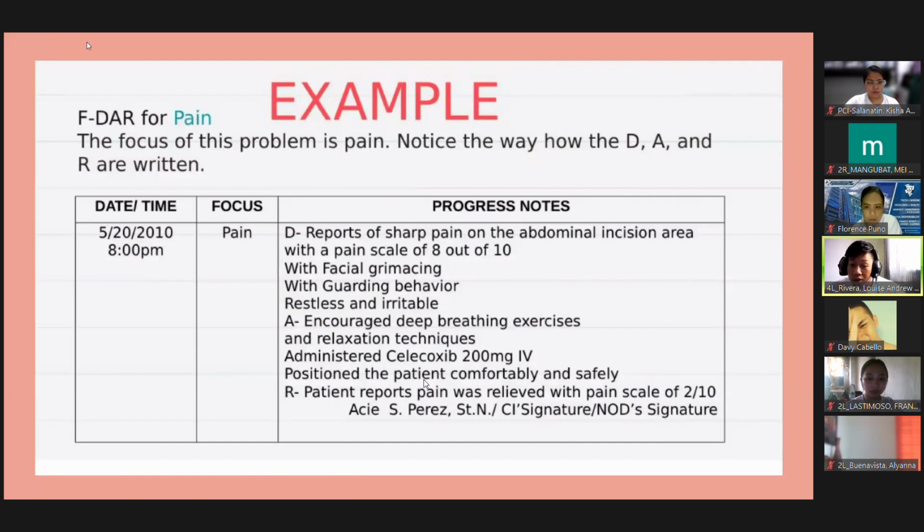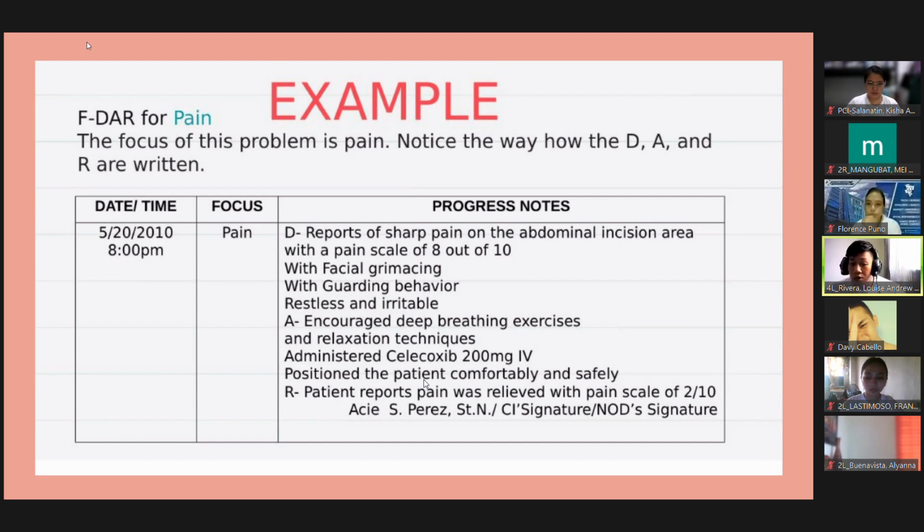Then, okay, dito tayo sa DAR. So, let us remember again yung DAR, di ba? Data, action, and response. So sa D, maglagay lang tayo ng letter na D for data. Then we narrate the cues that are relevant to the focus problem, which is pain. So here we say reports of sharp pain on the abdominal incision area with a pain scale of 8 out of 10. So siguro ito si patient bago lang siya post-op. So may pain siya doon sa kanyang incision area. So 8 out of 10, may pain scale with facial grimacing and with guarding behavior, restless and irritable. So makita talaga natin na in pain talaga yung patient. So that is our data.